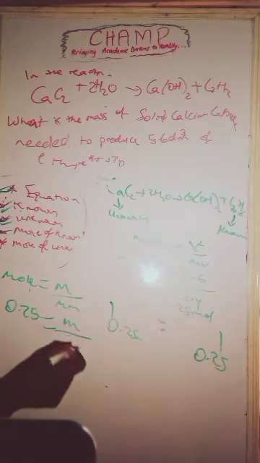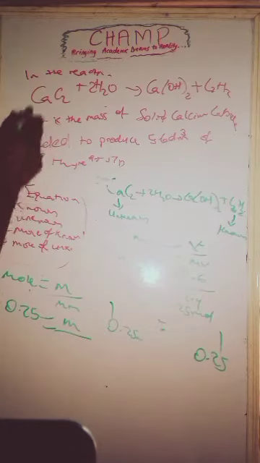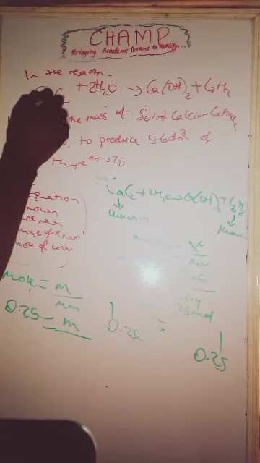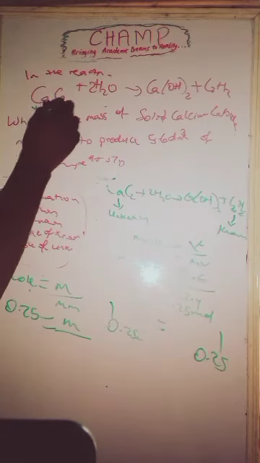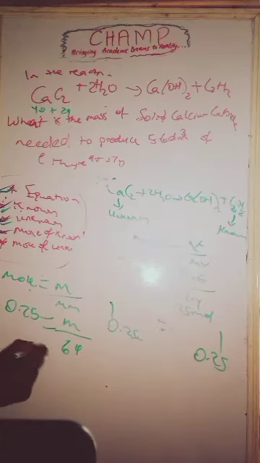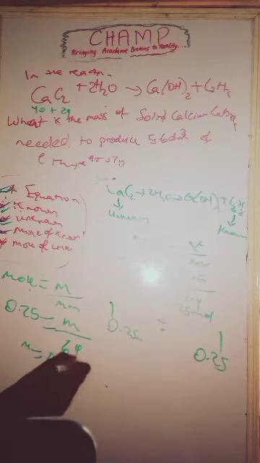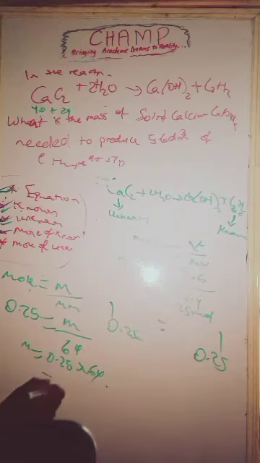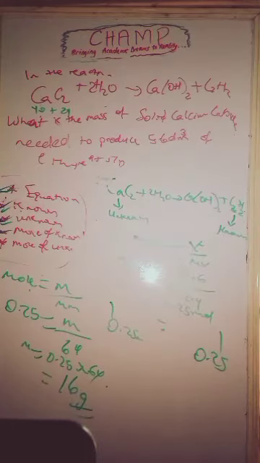Mass over molar mass. Get the molar mass of CaC2. Ca is 40, carbon is 12. 12 times 2 is what? 24. So this is 64. Then you have the mass, which is 0.25 times 64. That is what? That is 16 grams. Yes, let's take another question like this now.